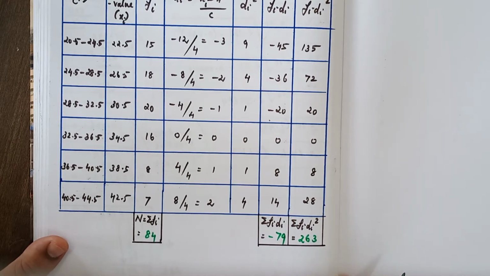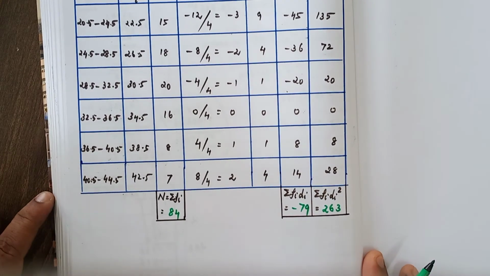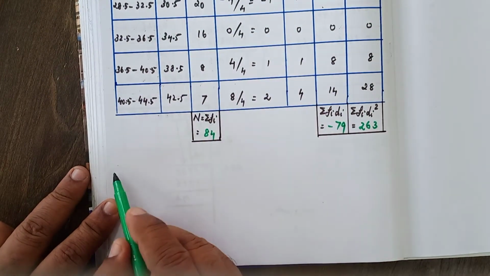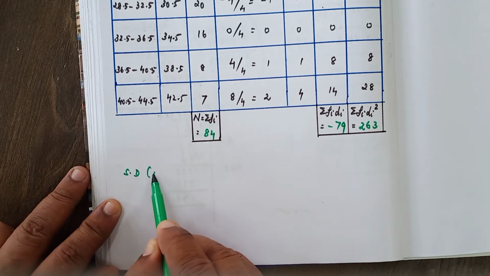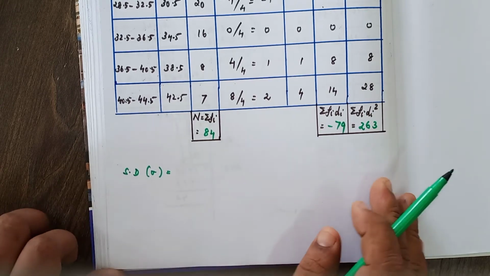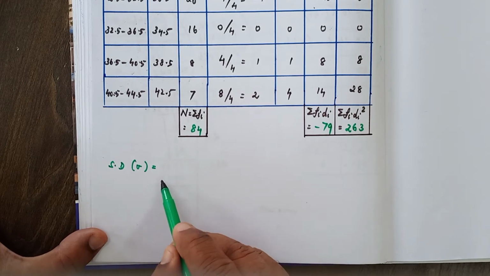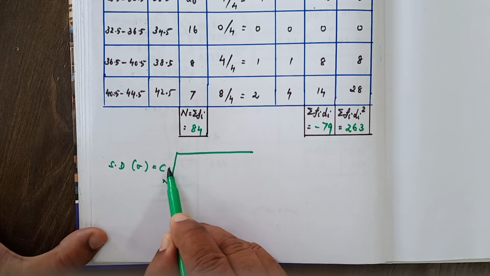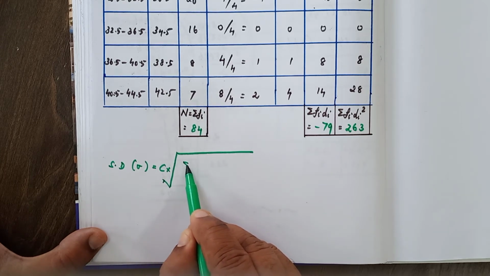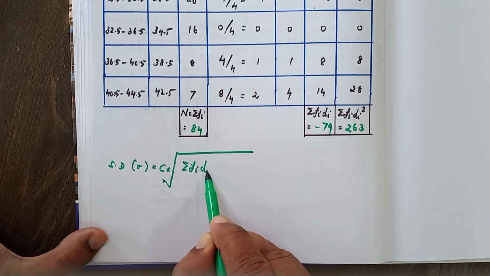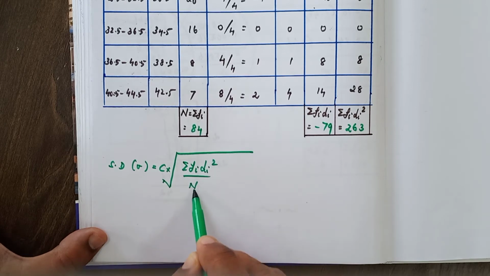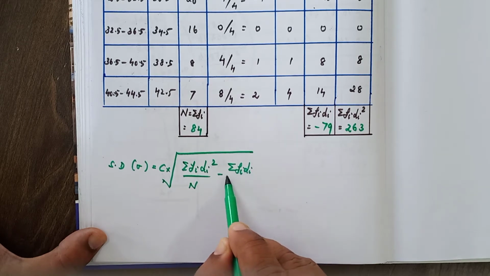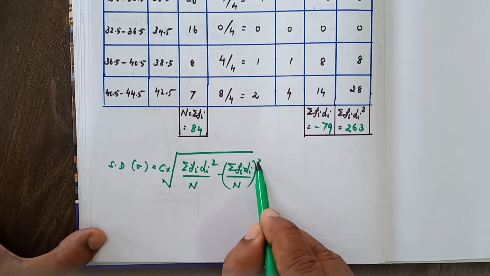Now we can go for the standard deviation. Since we have introduced C, we can go for the step deviation method. Standard deviation is represented by the symbol sigma, and the formula is C into square root of sigma fi di square divided by capital N minus sigma fi di by capital N, the whole square. That is the formula.